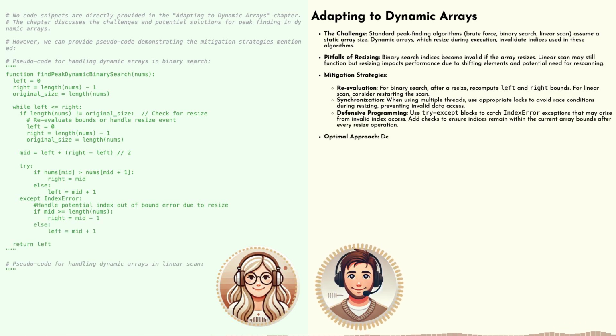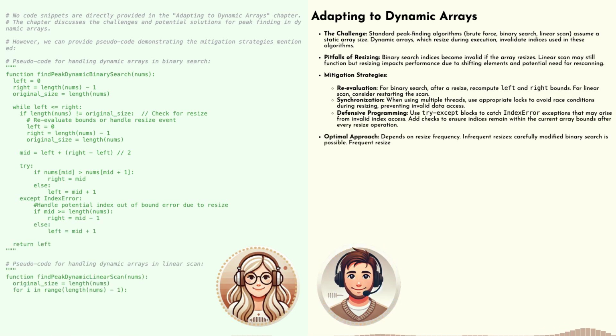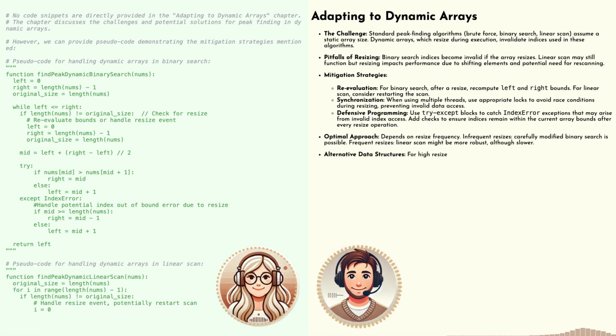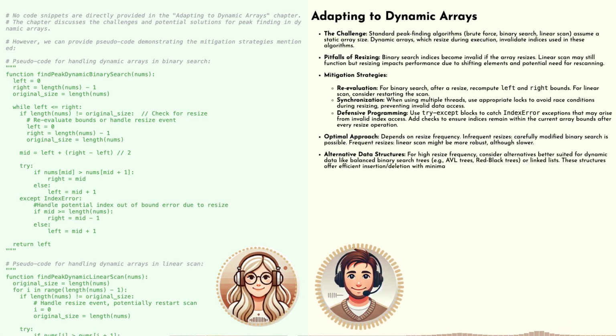Like, let's say we already found a peak, maybe using binary search, and then we add a new element. Is everything we did useless? Not necessarily. The key is to think about how adding or removing an element affects what's right around our existing peak. What's right around it? Yeah, instead of rerunning the whole algorithm from the beginning, we can just focus on those elements next to the current peak and, of course, the new element we've added or removed.